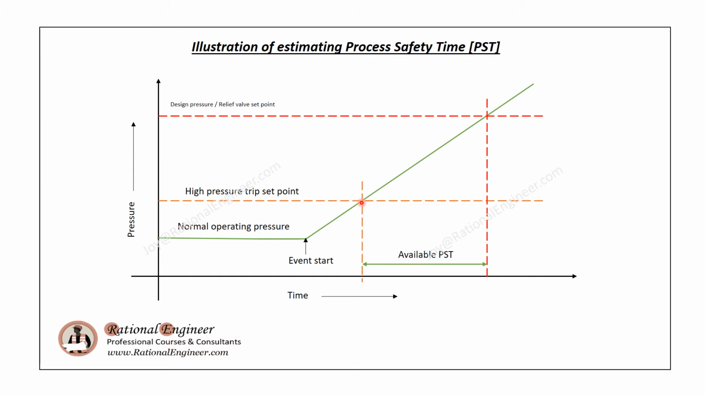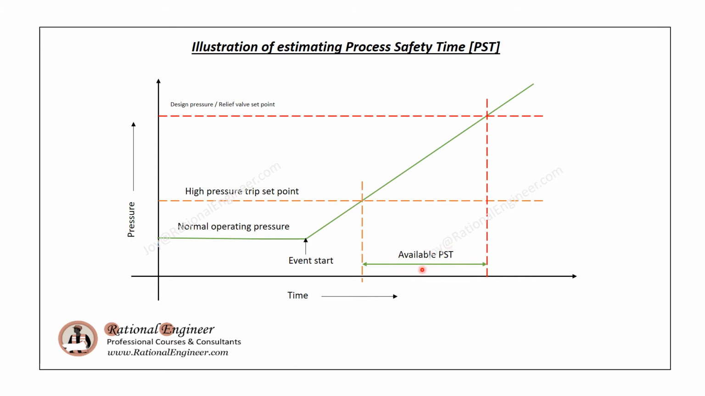The shutdown valve takes some time to close, and the incoming fluid keeps on coming into the vessel as the shutdown valve is closing from 100% opening to 0% opening. The pressure continues to build, and at this point the pressure has reached the design pressure of the vessel, or the relief valve set pressure if it is set at the design pressure in the vessel. The time taken for the pressure to build from the high pressure trip set point to reach to the design pressure of the vessel is called the available process safety time.